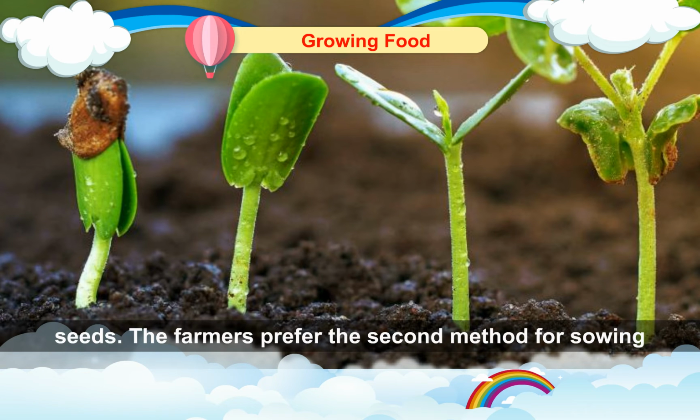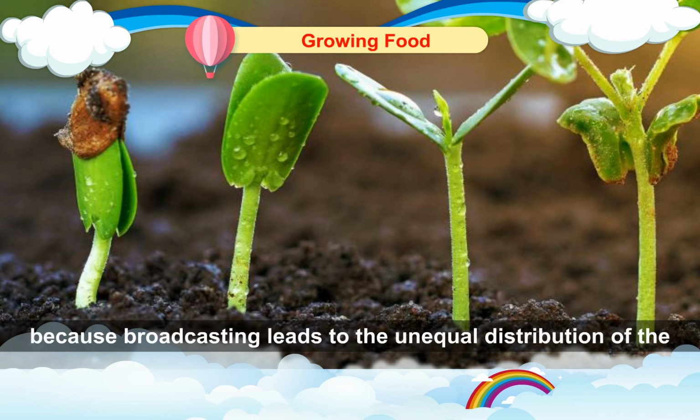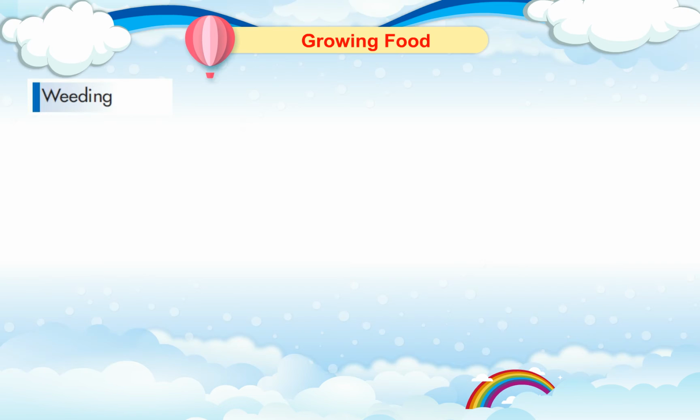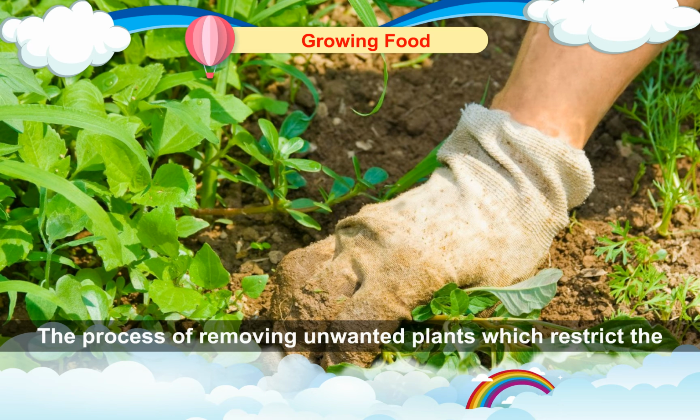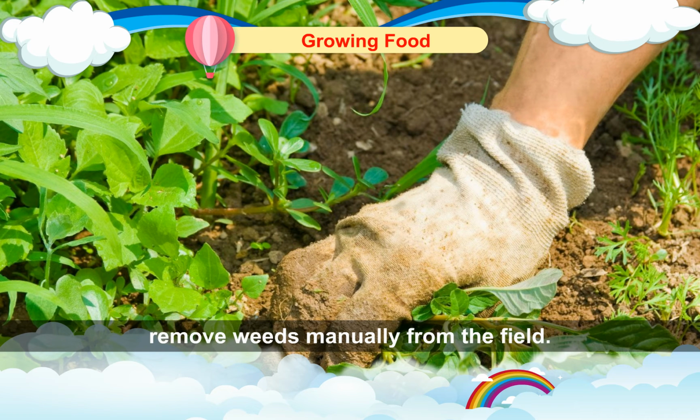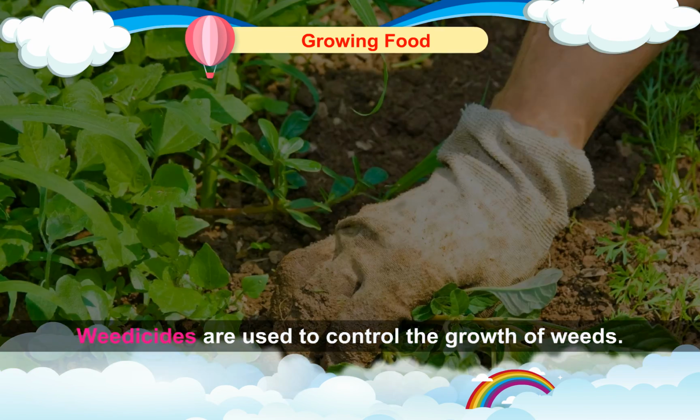The farmers prefer the second method for sowing because broadcasting leads to the unequal distribution of the seed in the field. After sowing the seeds, they are covered with loose soil. Weeding. The process of removing unwanted plants which restrict the growth of crops is called weeding. A trowel, khurpi, is used to remove weeds manually from the field. Weedicides are used to control the growth of weeds.